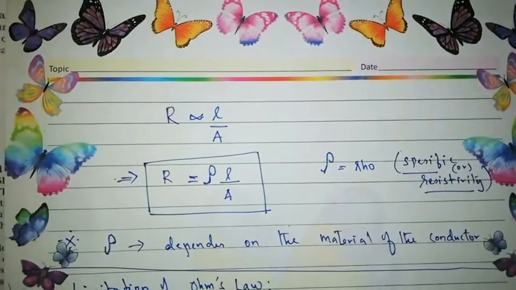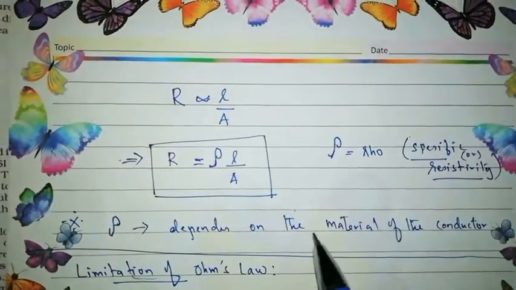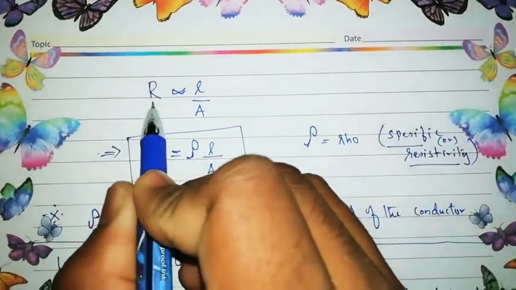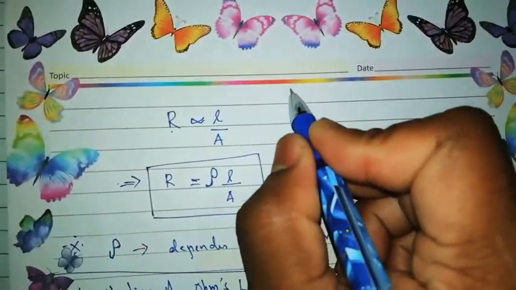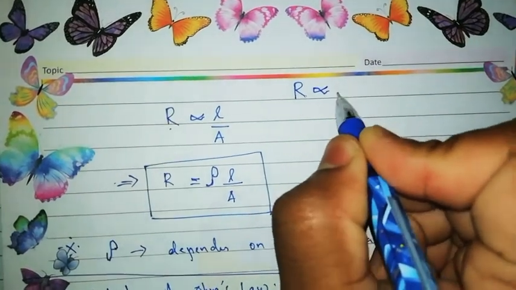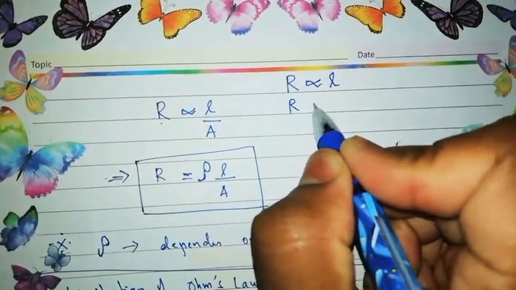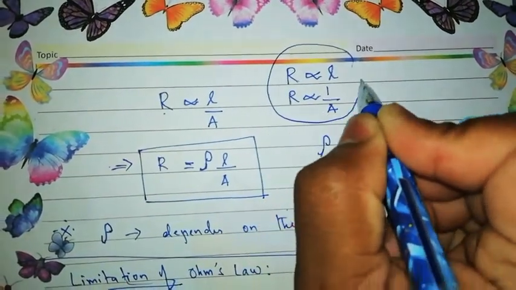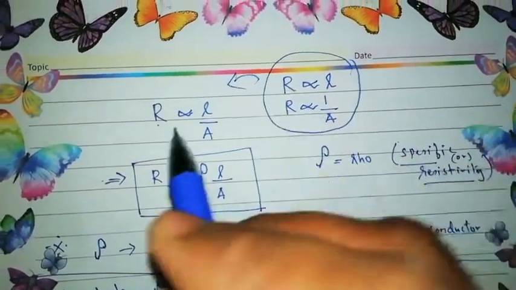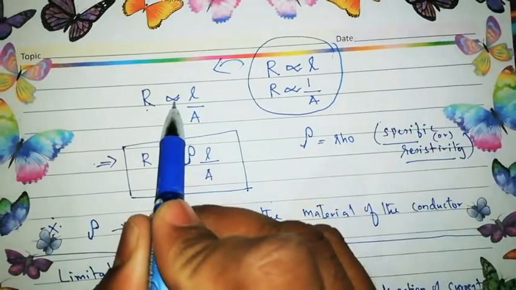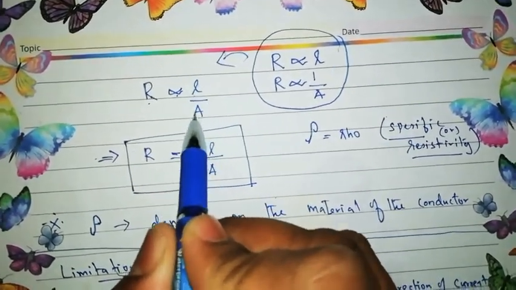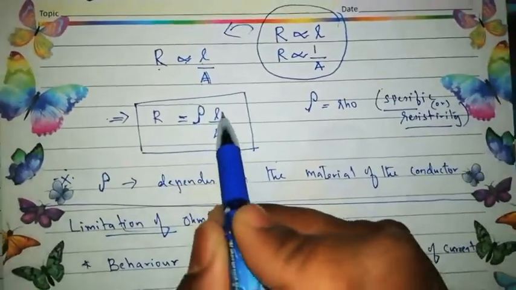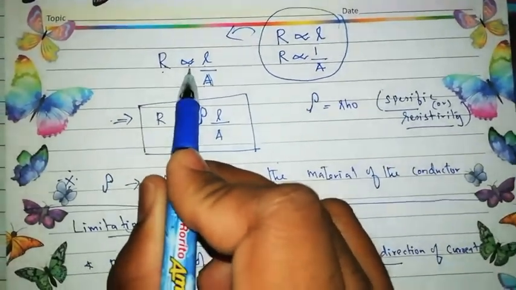So if I combine all these things in a single formula, resistance is directly proportional to length and resistance is inversely proportional to area. So I am combining these two formulas as one formula. So resistance is directly proportional to length and inversely proportional to area of cross section. So this is a proportionality sign.